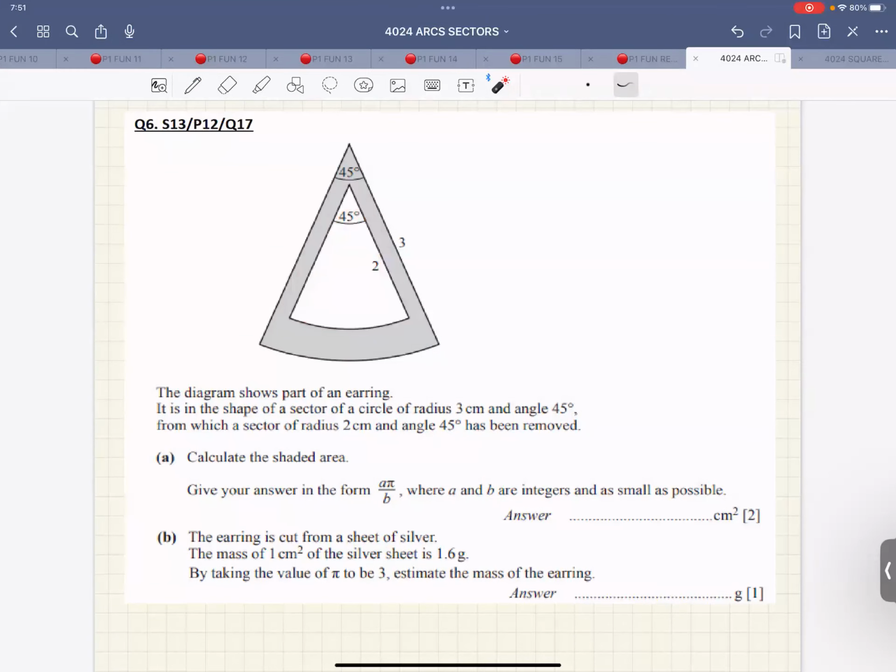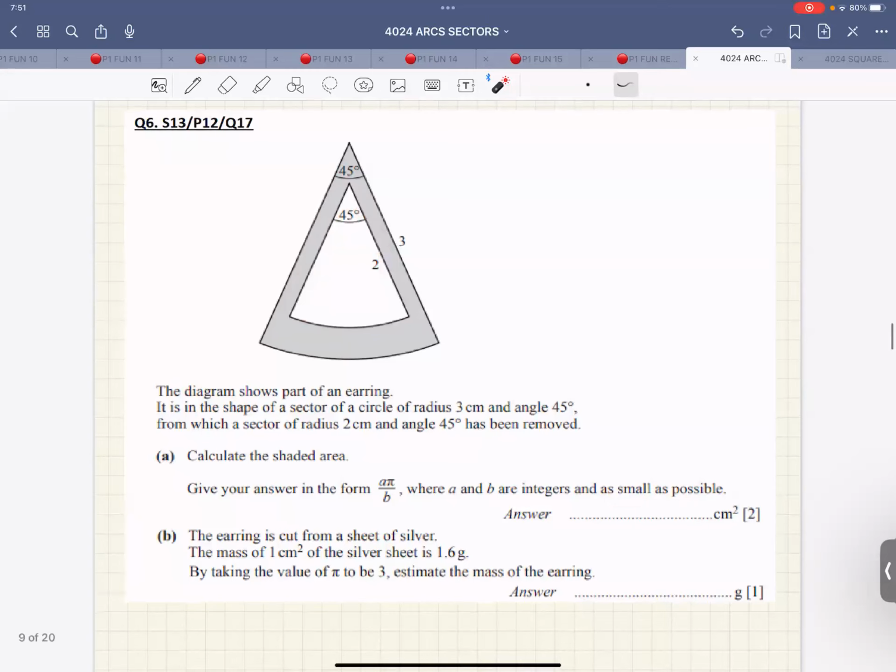Calculate the shaded area. Give your answer in this form where A and B are integers and as small as possible. That means in the simplest form. Now, first of all, there are 2 sectors over here. Let me write one of them as sector 1 and the other one as sector 2. They both have the same angle, which is 45 degrees over here.